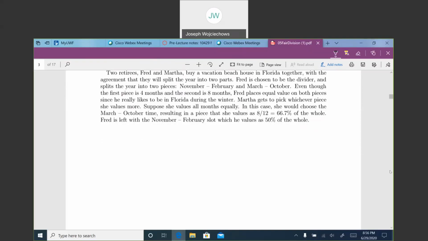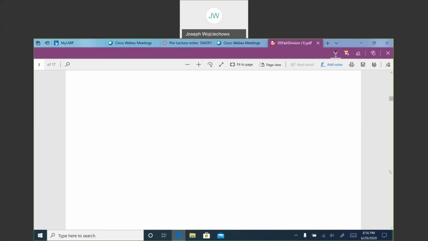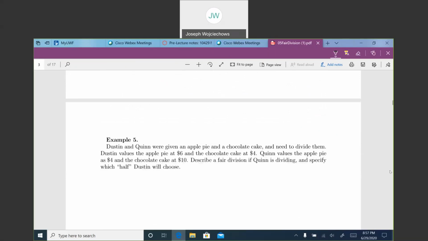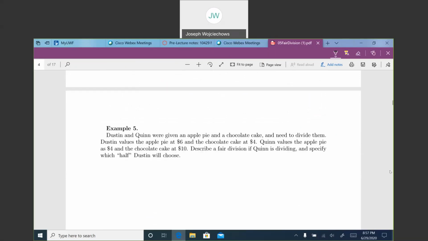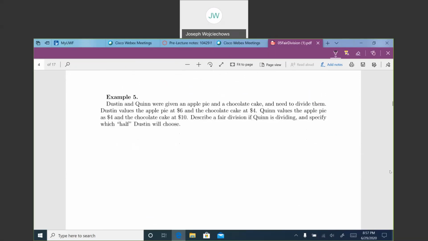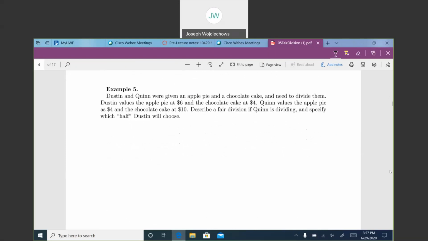So this is not about equal shares. It's about what you feel is a fair share, depending on how you value it. That's probably the most convenient part of this. So we have Dustin and Quinn. We're given an apple pie and a chocolate cake.